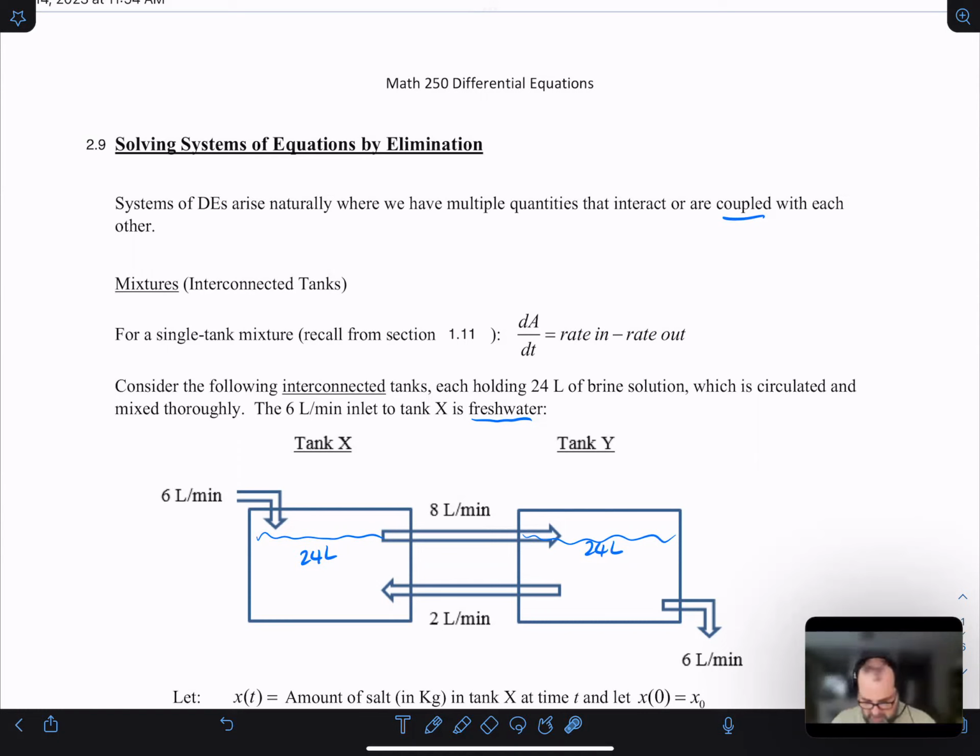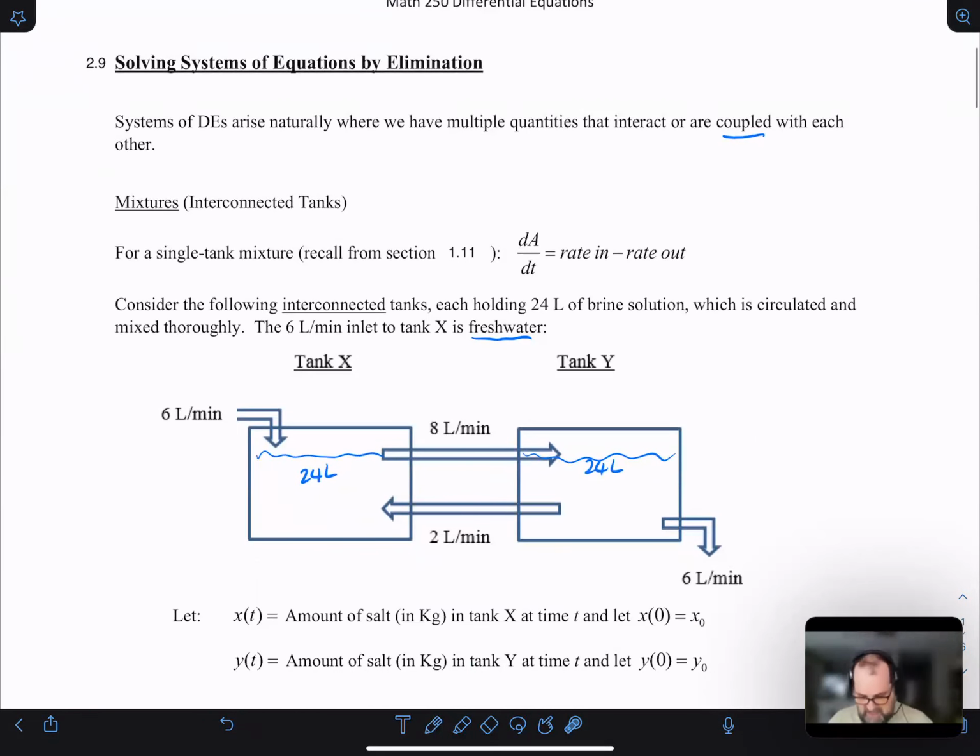So we're going to talk through, conceptually, probably the most straightforward example of a system. So let's talk through setting up a system of equations for interconnected mixing tanks. So we did look at a single mixing tank previously. The key idea, which is still very important here, is this is our modeling idea for mixing tanks.